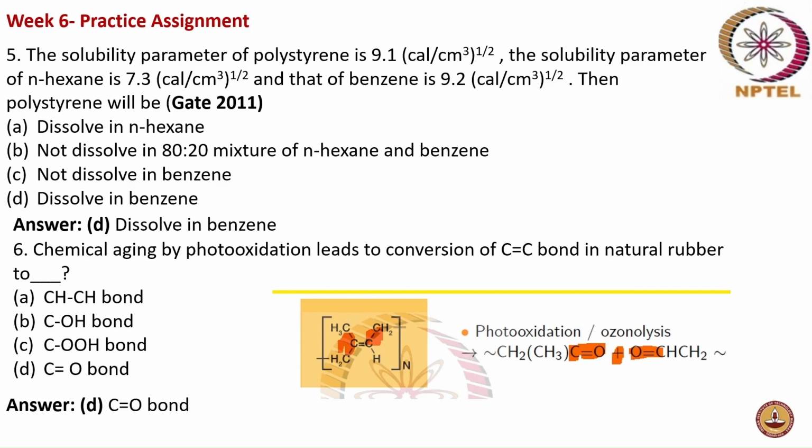Yes, you are right. So when photooxidation or ozonolysis happens, you form a C double bond O. I mean, you end up with a ketone and an aldehyde. So a carbonyl compound is formed.